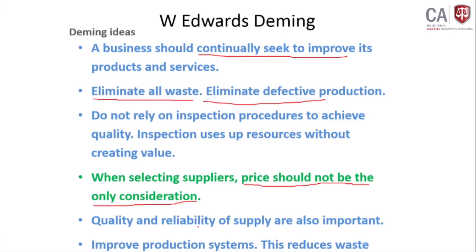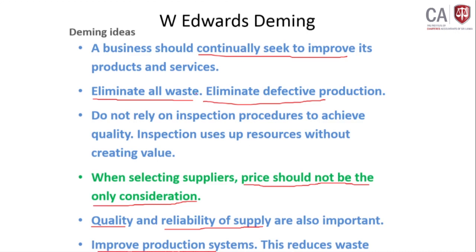Quality and reliability of supply are also important. Improving the production system reduces waste. When you improve the production system, that will be the basis.